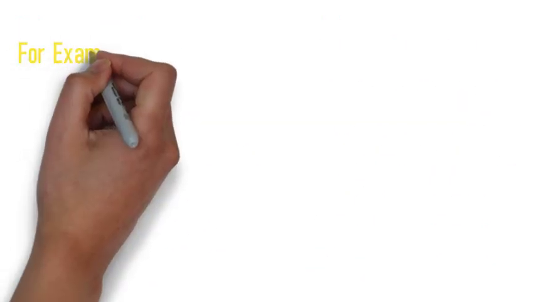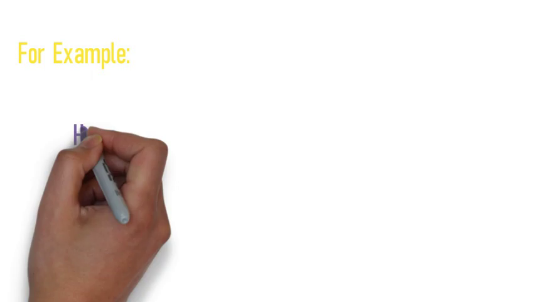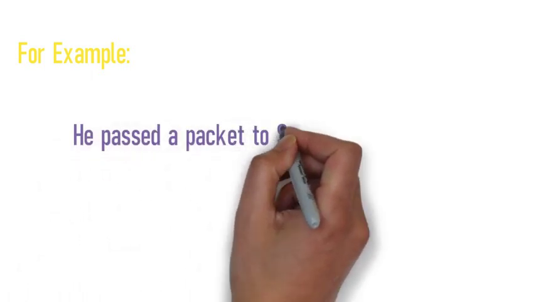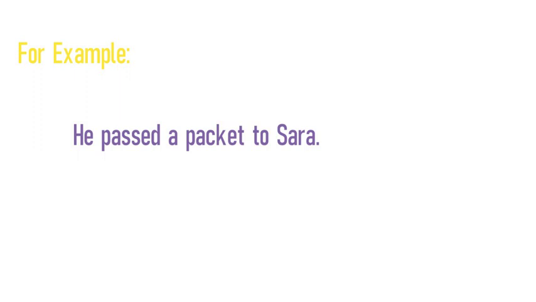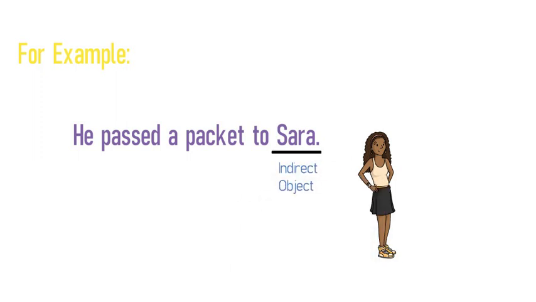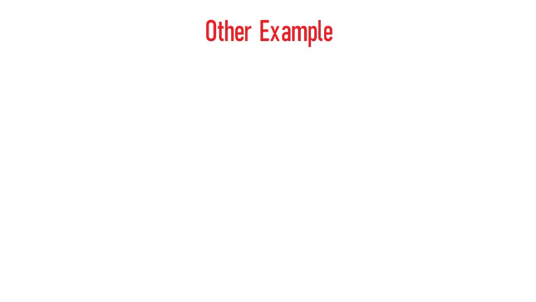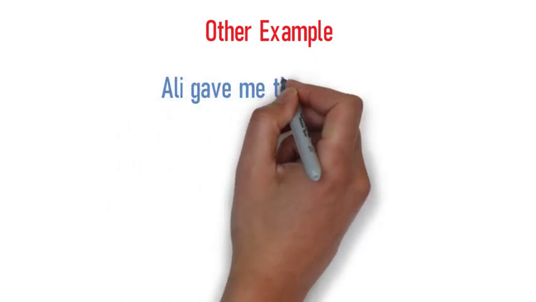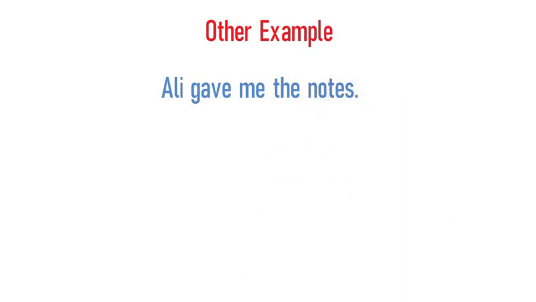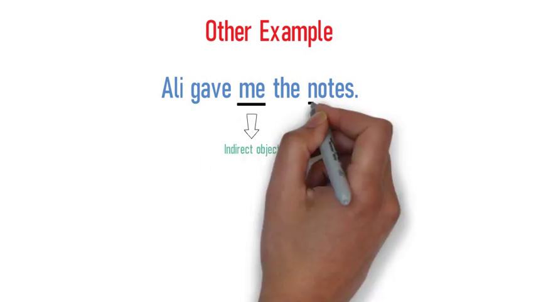For example, he passed a packet to Sarah. The packet is passed to whom? Sarah. So Sarah is an indirect object. Now have a look at another example to identify both direct and indirect object in a sentence. Ali gave me the notes. In this sentence, me is an indirect object and notes are direct objects.